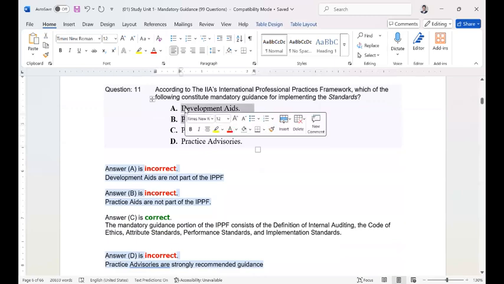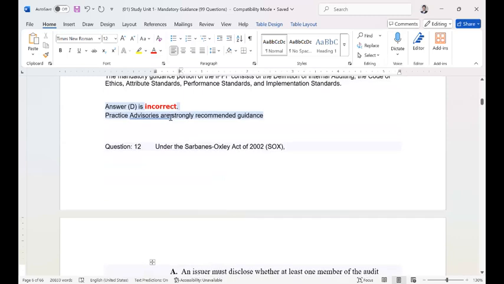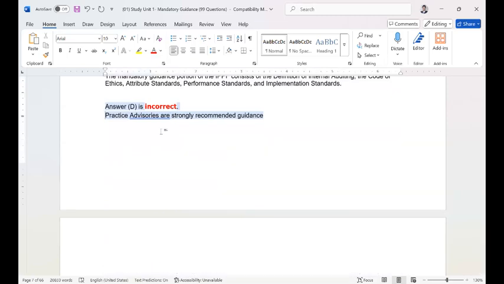That is not there. That is bogus. There's something called practice advisories. That is like guidelines, guidance, further guidance. The practice advisories are not mandatory. They provide, for example, if you're doing something in the retail industry, there might be a practice advisory for that. They are not mandatory, but they're strongly recommended guidance. Strongly recommended means not that you should do it, but it's recommended.